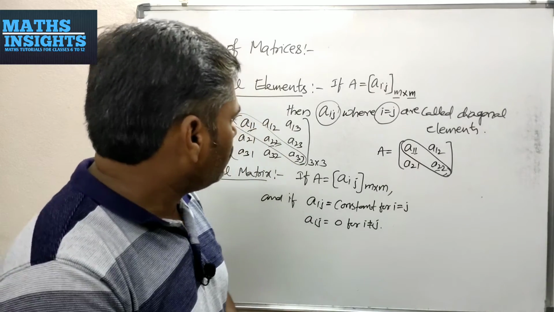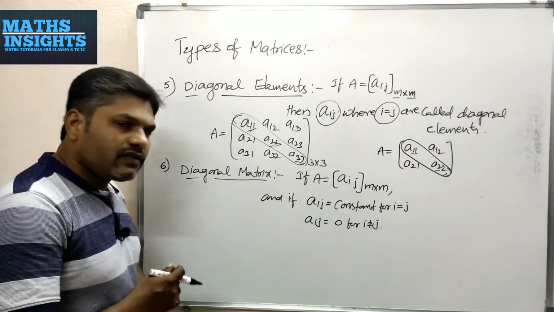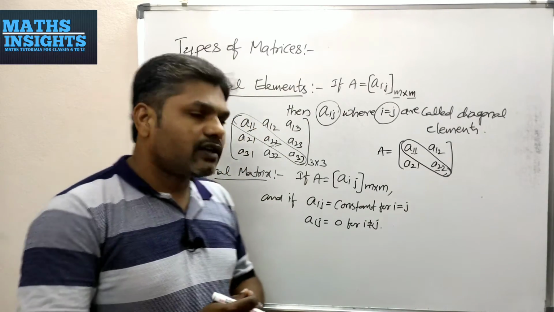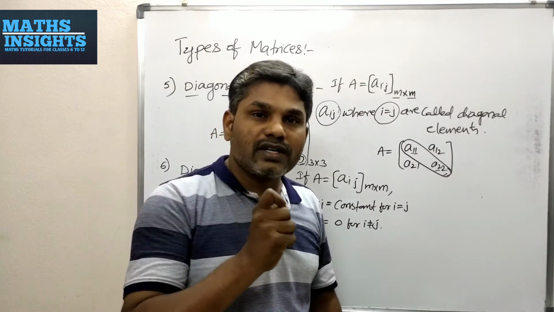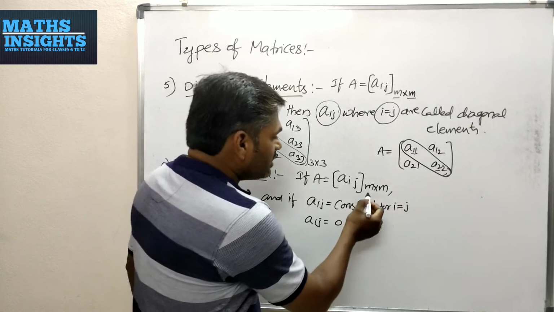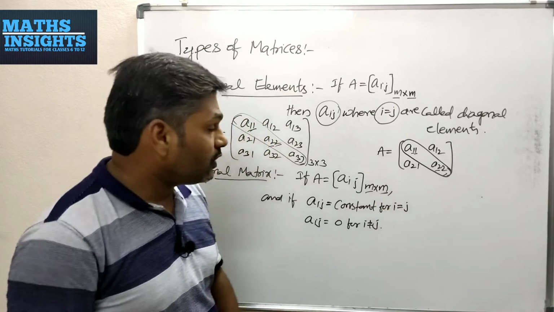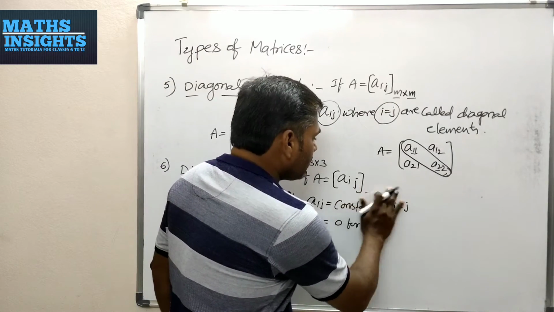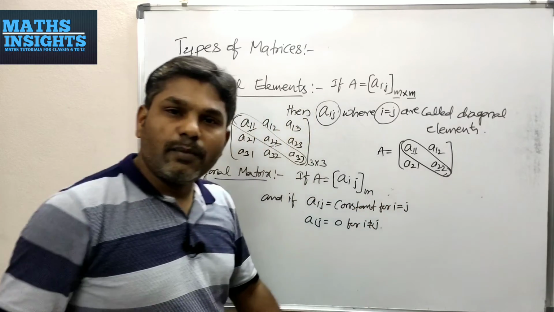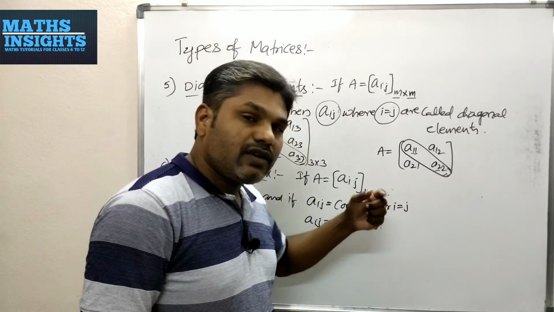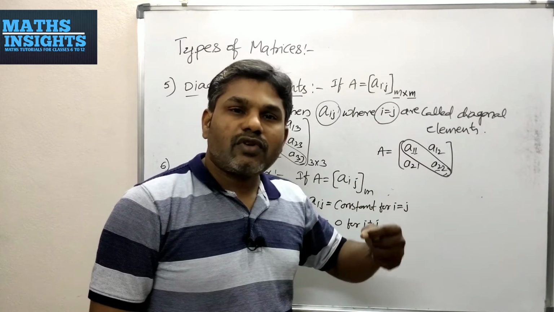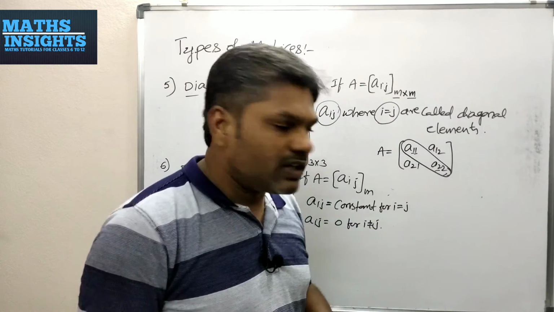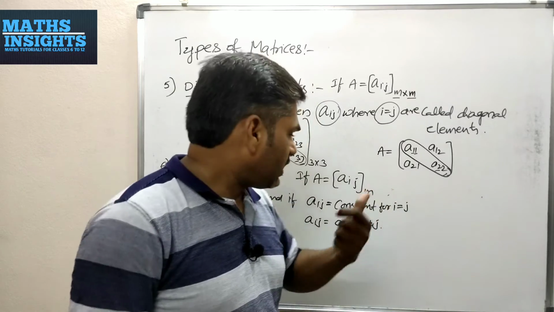Now the next very important question is: what is meant by a diagonal matrix? A diagonal matrix is a square matrix, very important. That's why I have written m by m. You may write only one m instead of m by m. Why? Because if you write only one m, it means the number of rows and the number of columns are also m.